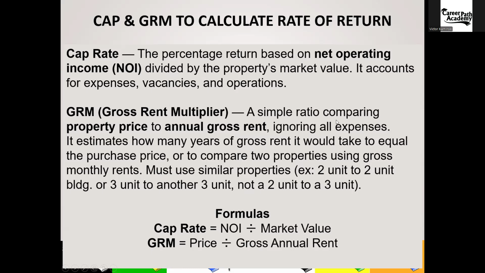And the GRM, the gross rent multiplier, is a simple ratio comparing the property price to the annual gross rent, ignoring all the expenses. It estimates how many years of gross rent it would take to equal the purchase price, or to compare two properties using the gross monthly rents. It must use similar properties, a 2-unit to a 2-unit, a 3-unit to a 3-unit, for that to work. But it's a quick, rough, dirty tool, not as accurate as cap rates, but it'll get you in the ballpark.